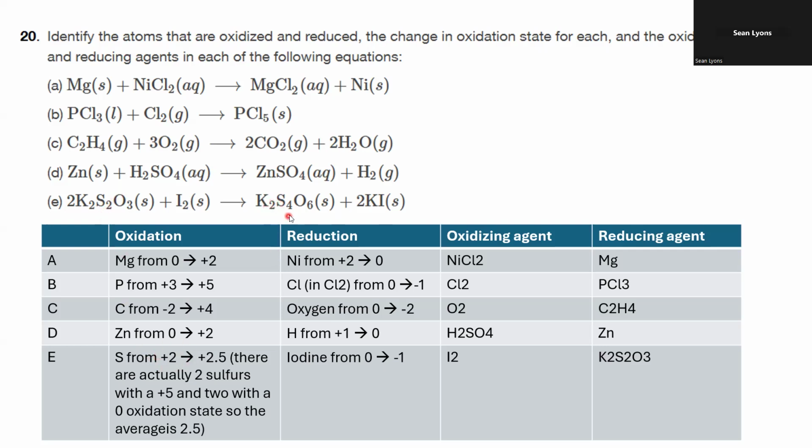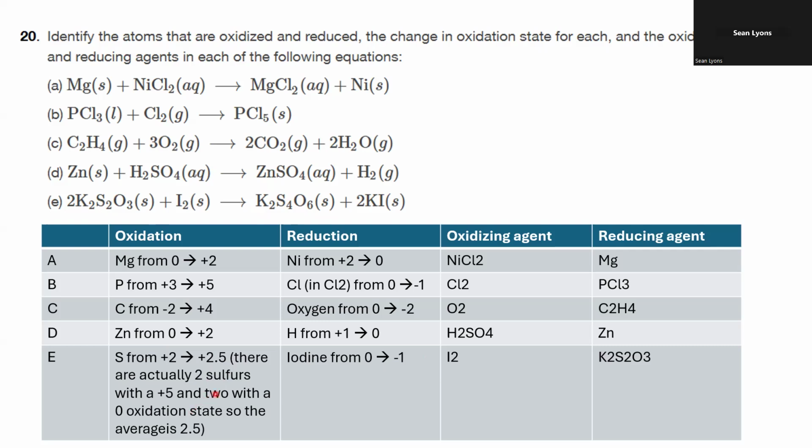And then in the product, we see kind of a similar thing. 2 potassiums, each going to be +1, so that's a +2 overall. Each of these oxygens is -2, but we've got 6 of them, so that's a -12. So -12 plus 2 gives us -10. So if we have 4 sulfurs balancing out a -10, they have to average +2.5 here.